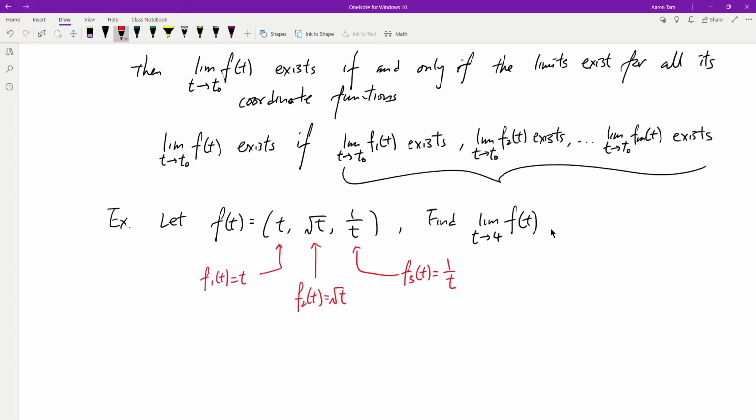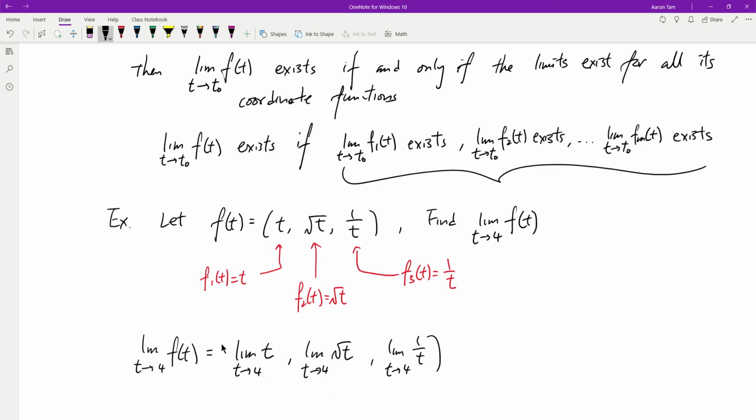So therefore, meaning the following, if I want to take the limit as t approaches 4 of f of t, that basically means it's the limit as t approaches 4 of t, that's f1. The limit as t approaches 4 of radical t, that's f2. And the limit as t approaches 4 of 1 over t, that's f3. And so now I just have to evaluate each one of these individually. So this would be pretty easy to do.